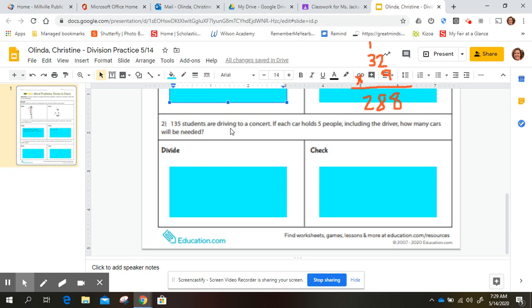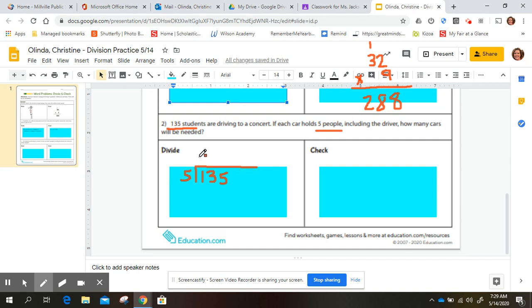135 students are driving to a concert. If each car holds 5 people, including the driver, how many cars will be needed? All right, we call this the bus question in 5th grade. So I know that there are 5 people in each car, and 135 people are going to the concert. So we need to know how many cars we're going to need.